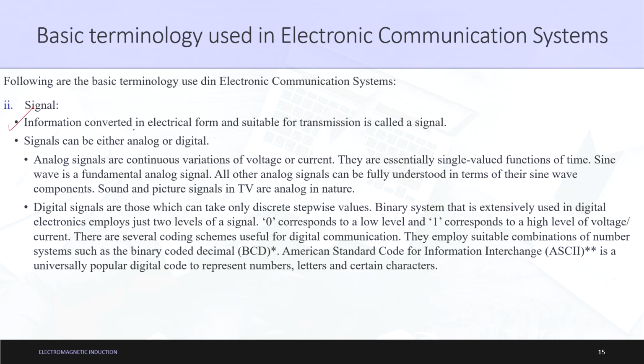Now the information is converted into electrical form, and it is suitable for transmission, because the transmitter can now receive it and information can be passed through, since it is now in the form of electrical waves. So, information converted in electrical form and suitable for transmission is called a signal. This is the basic definition of a signal.